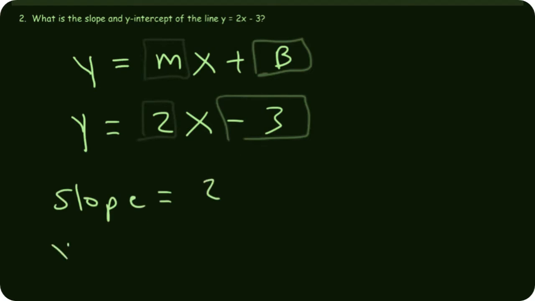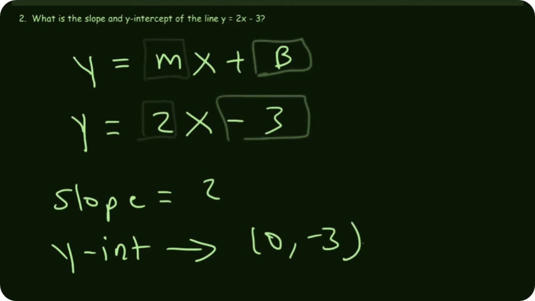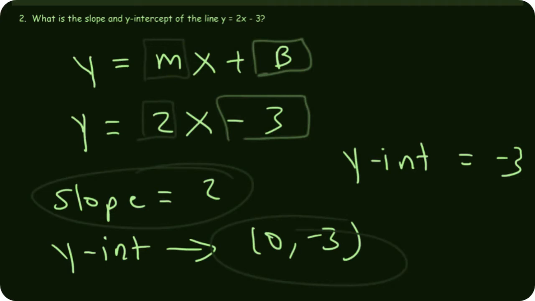Now the y-intercept, you can write it as an ordered pair. If you want, you could say it is (0, -3), or simply say the y-intercept is equal to -3. You can write it both ways, but that is for this problem.